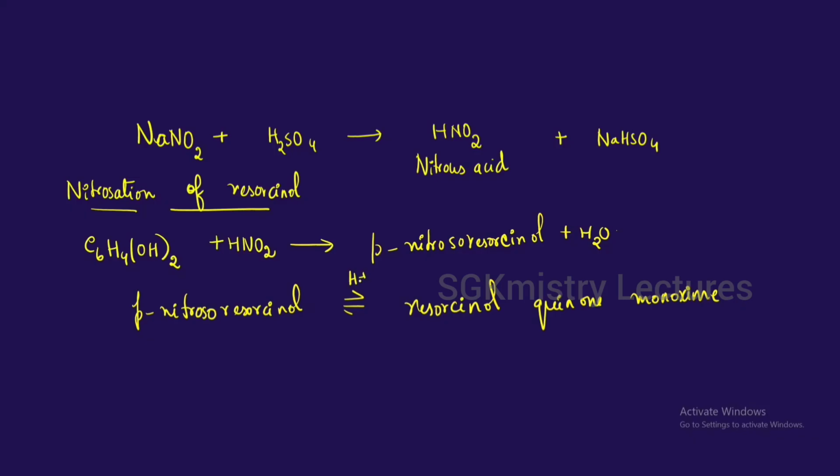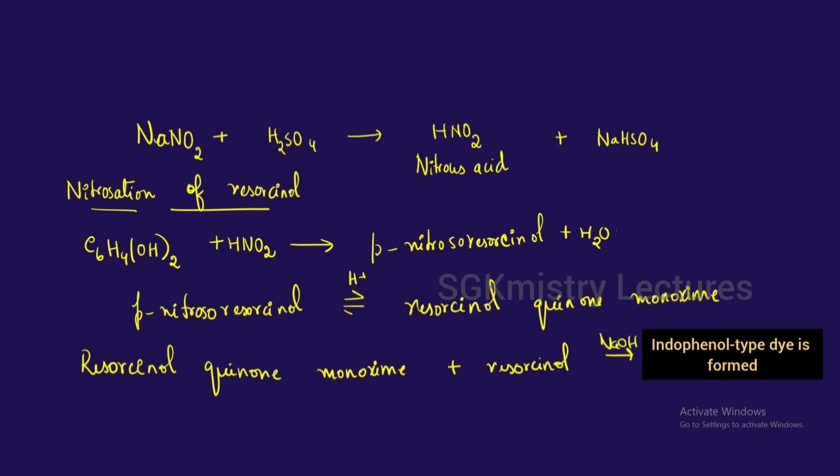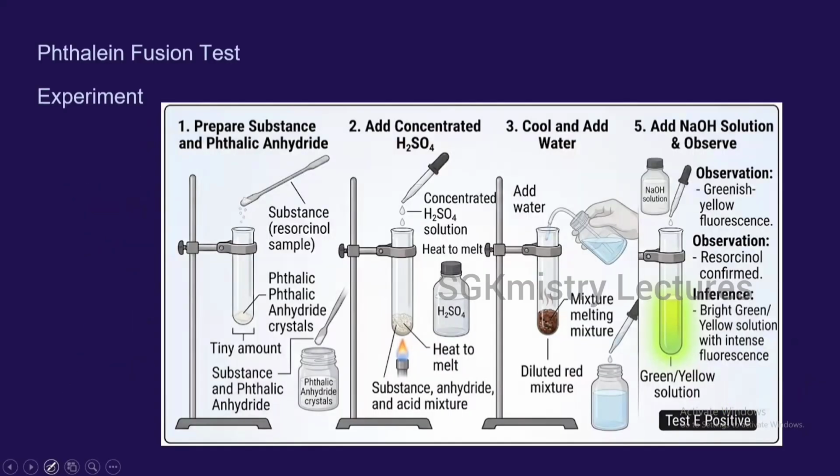Now this resorcinol quinone monoxide, on addition of NaOH, reacts with one more resorcinol molecule in order to form a dye which is called the indophenol dye. Okay, so let us write the reaction. So resorcinol quinone monoxide, in the presence of NaOH, reacts with one more resorcinol molecule to give indophenol dye. Because of the formation of this dye, you can see that a deep blue color is formed in the reaction. Okay. So next, coming on to the phthalate fusion test.